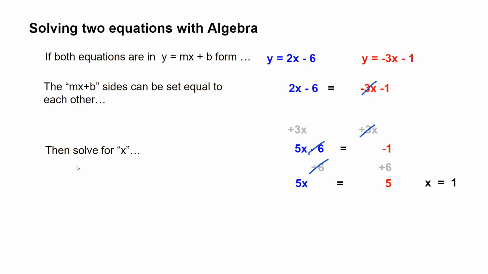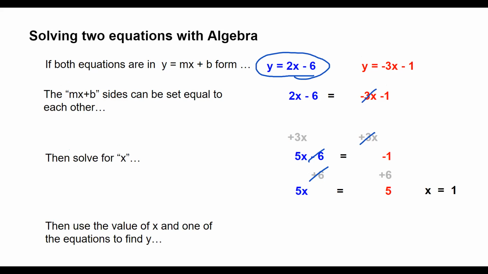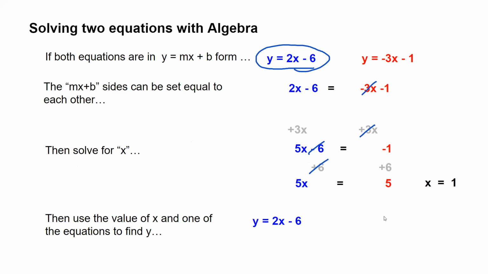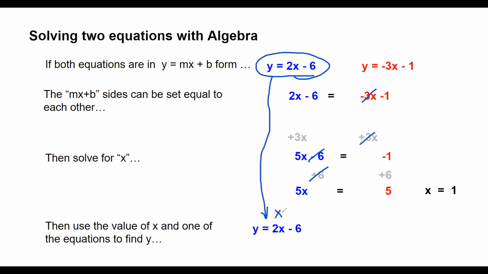Now we need to find out y. We can use this value of x and one of the equations. I'm going to use this equation right here to figure out what y must be. So all we have to do is substitute in that value of x into this equation. We just grabbed this one up here. We dropped it down and said, let's use this and let's make x equals 1. That's going to tell us what y must be.